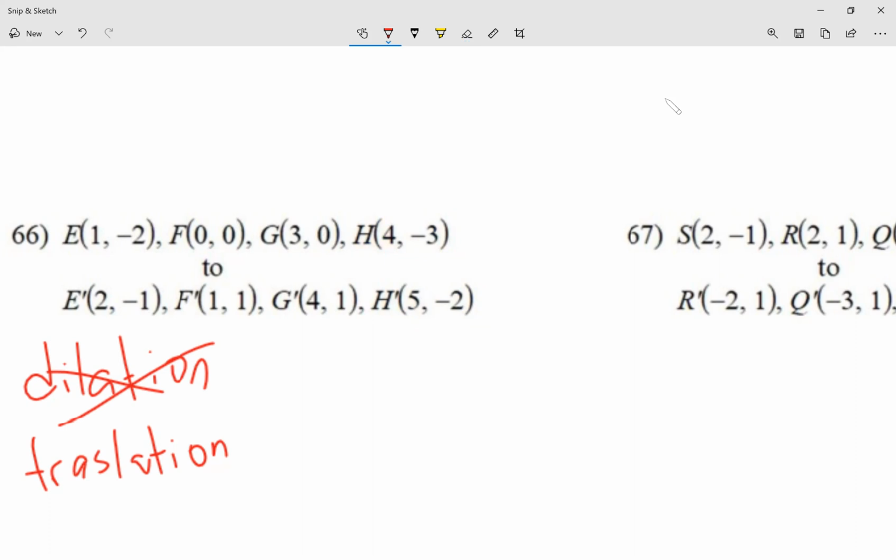So looking at my x value, from 4 to become 5, shouldn't I add 1, right? 4 plus 1. And I even take a look at my older points and I ask myself, does adding 1 always work? If I look at E, 1 plus 1 is 2, 0 plus 1 is 1, 3 plus 1 is 4, and 4 plus 1 is 5. So cool. I added 1 to my x values.